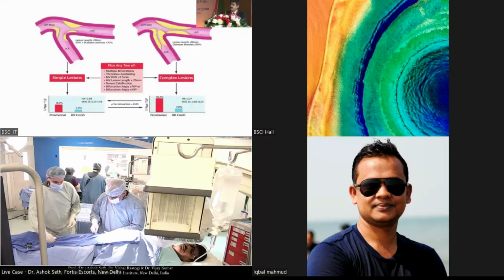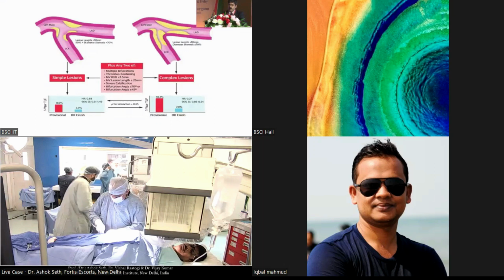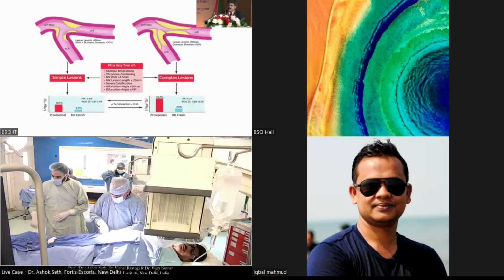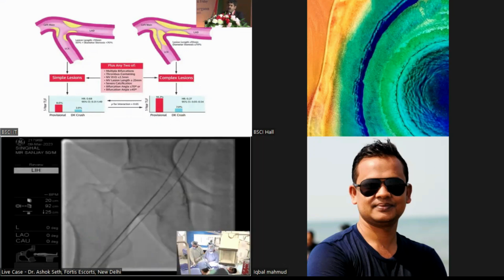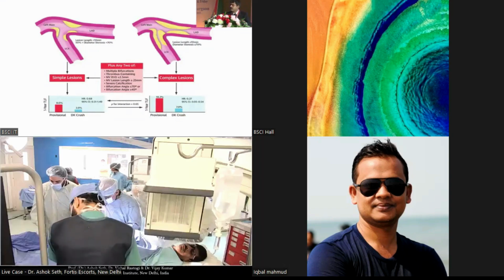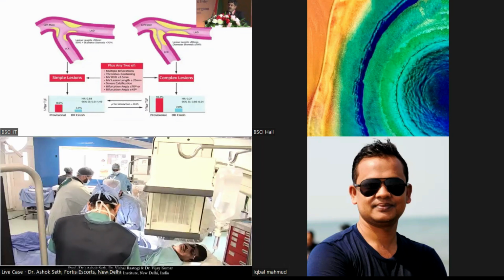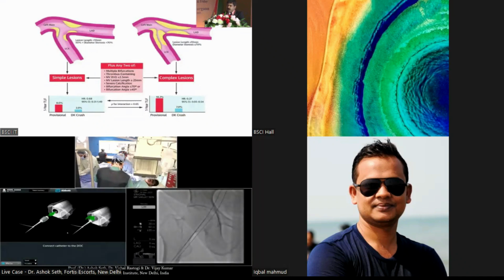Now, there is a very interesting shift in the classification of the left main bifurcation. Till now we were using the Medina classification, but now the paradigm is shifting. We are not using the term Medina classification in the left main. We are actually stating whether it's a simple bifurcation or a complex bifurcation. This is very important in shifting the terminology and regarding our decision making in left main intervention.